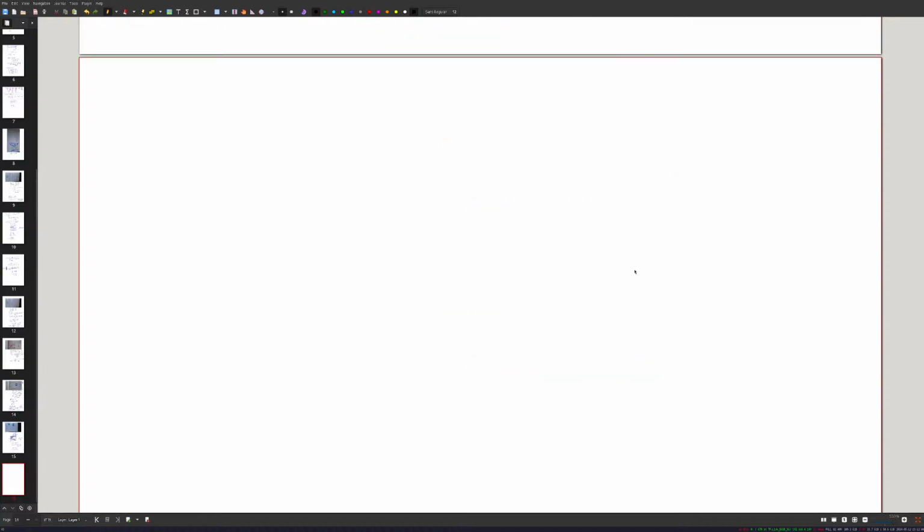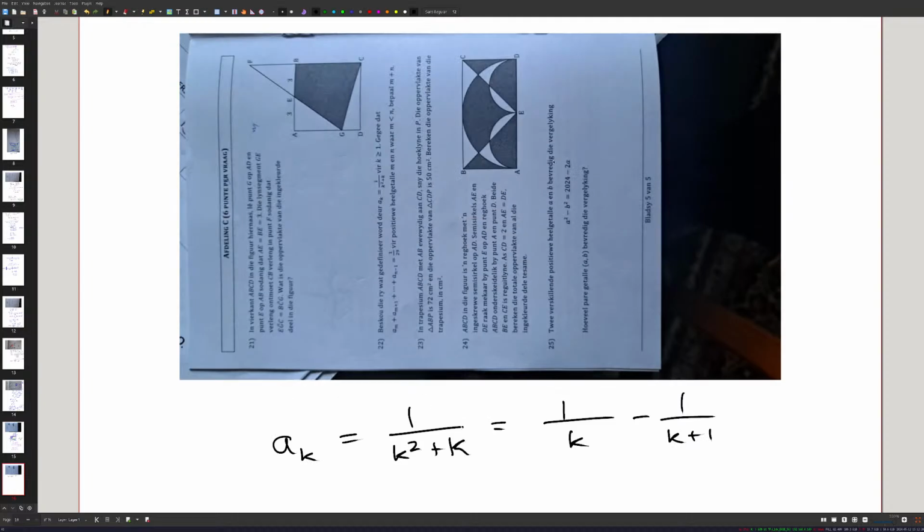Okay, let's paste again so I don't have to scroll as far. So ak is 1 over k squared plus k, which, because they've used this a million times, it's probably going to be relevant that this is 1 over k minus 1 over k plus 1. Yep, definitely, because now we're going to sum these and you get the telescoping sum. So that's definitely what you want to do.